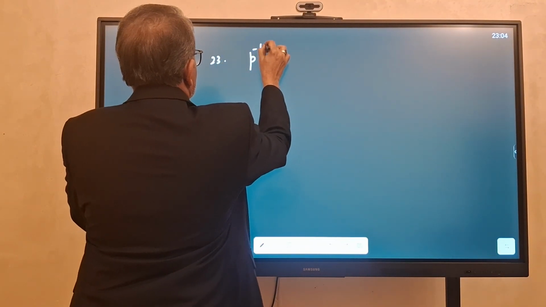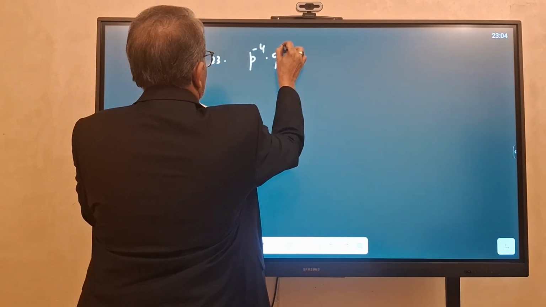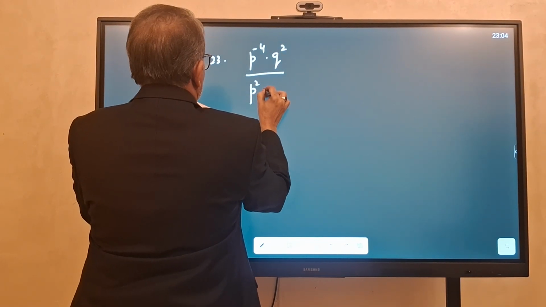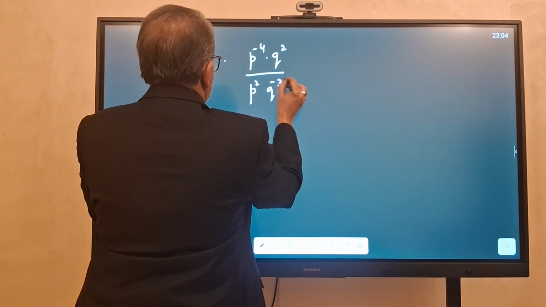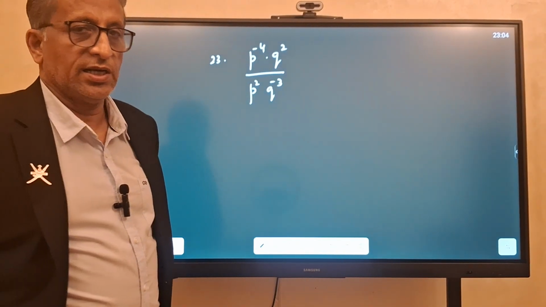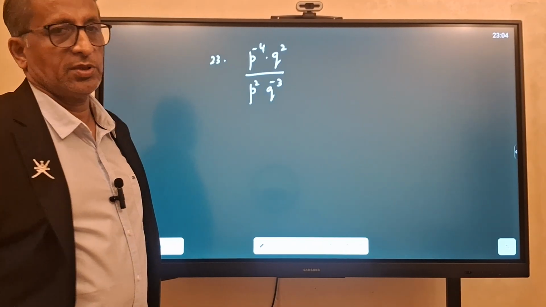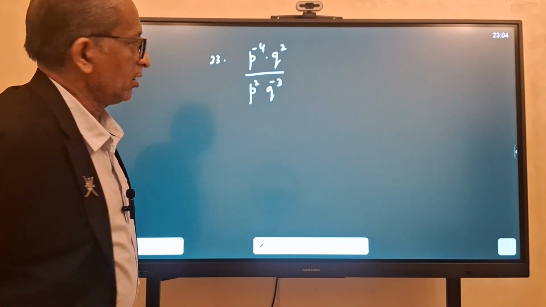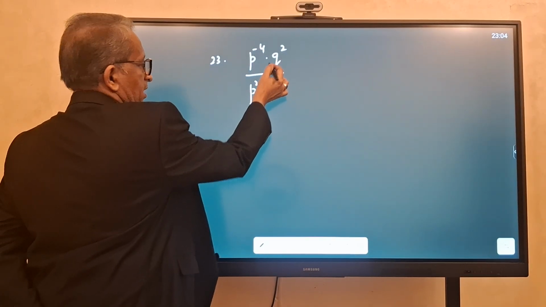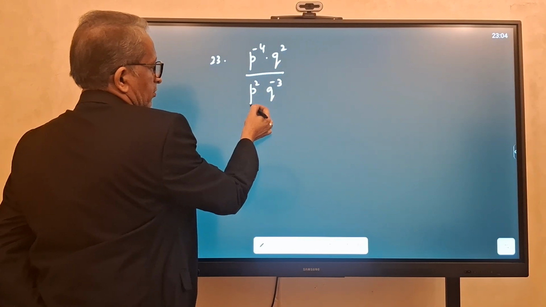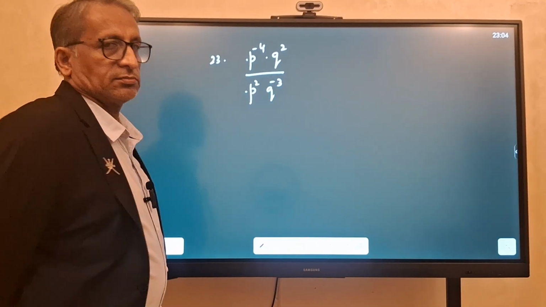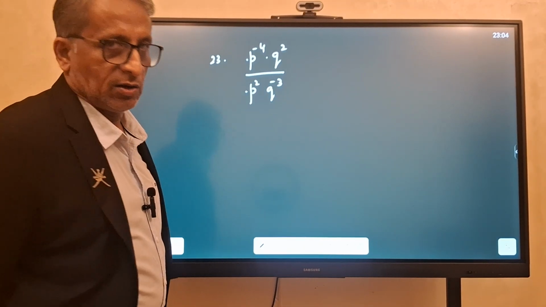P power minus 4 cube square by P power 2 Q power minus 3. So we are given here two index numbers up and two index numbers down. I cannot combine these two index numbers because they have different bases. Here also I cannot combine because they have different bases. But this and this I can combine, but they are up and down.